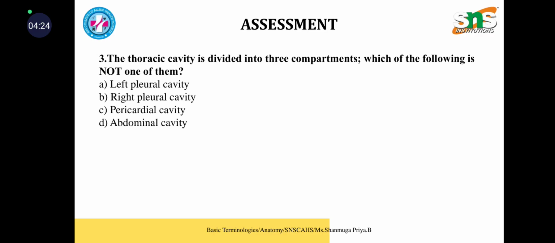Next, the thoracic cavity is divided into 3 compartments. Which of the following is not one of them? Left pleural cavity, right pleural cavity, pericardial cavity and abdominal cavity. Under the thoracic cavity we have the pericardial cavity, pleural cavity, and also the mediastinum. So in these options the odd one out is the abdominal cavity, which comes under the abdominopelvic cavity and not in the thoracic cavity. So the answer is abdominal cavity.